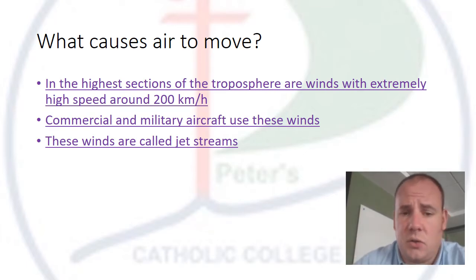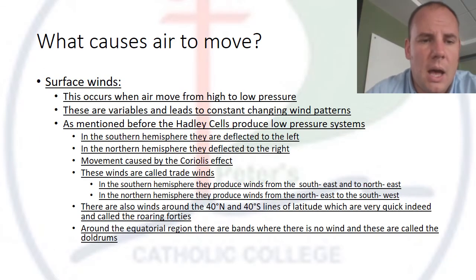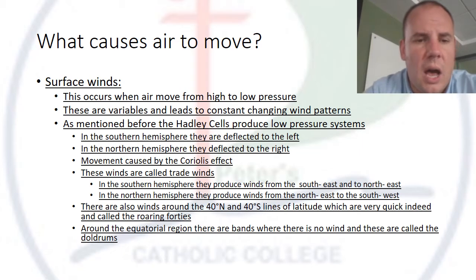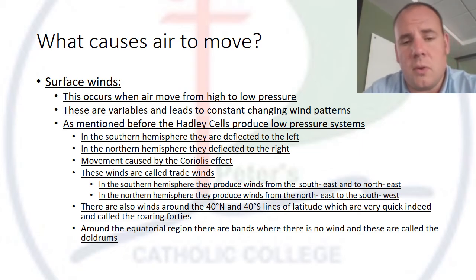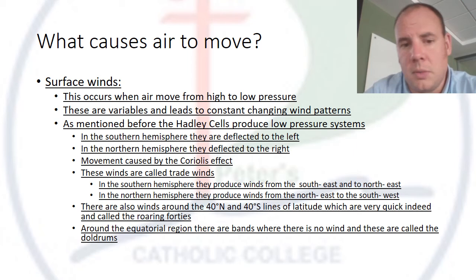In the higher sections of the troposphere, winds are extremely fast, around 200 kilometers per hour. Commercial and military aircraft use these winds, which are called jet streams. They use these because it helps the plane move quicker. At the surface, as I've said before, we've got this high to low pressure. These are the variables that lead to constantly changing wind patterns that we see in weather charts or synoptic charts.